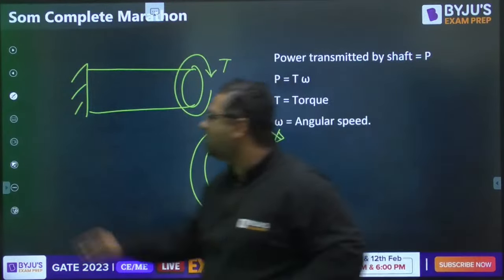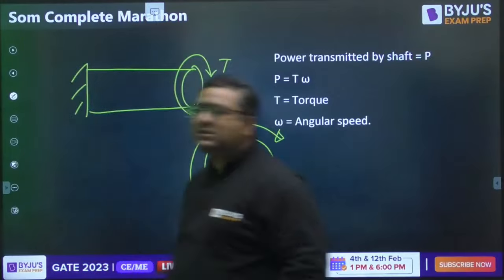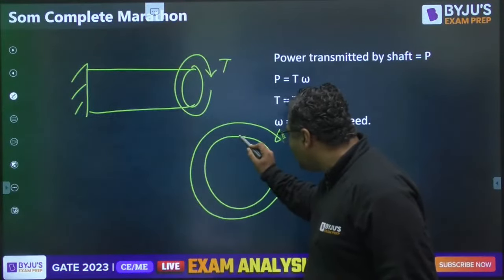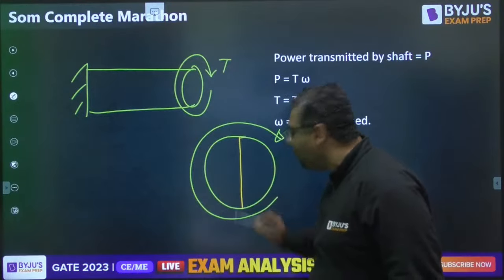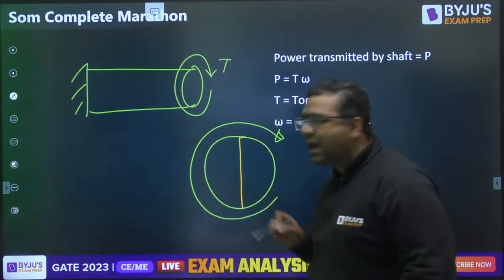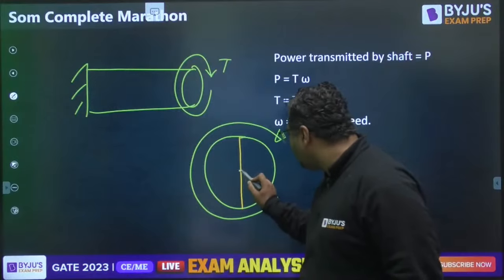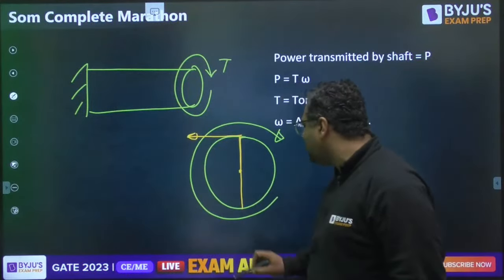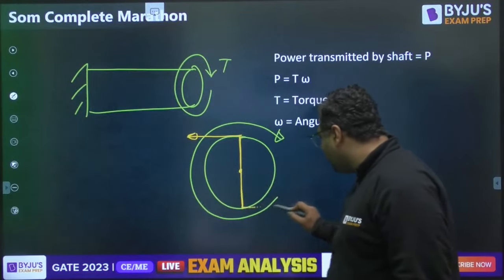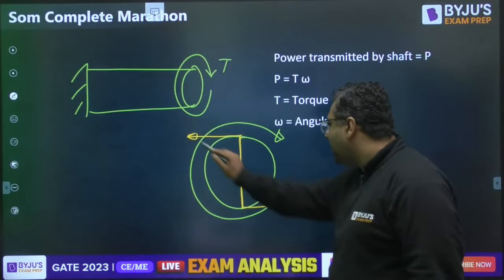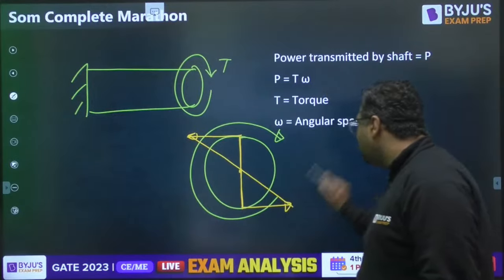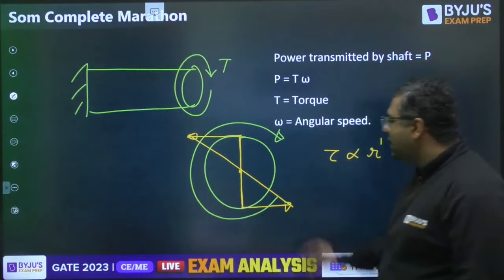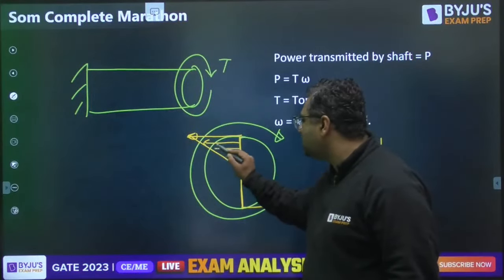To show the shear stress distribution, you will be just taking any diameter. Like I want to show the shear stress on this diameter. So you will be making this diameter. You will be making from center to radius perpendicular opposite to the twisting couple, and the variation is going to be linear because tau is directly proportional to r to the power 1. And guys, you will be making this distribution like this.